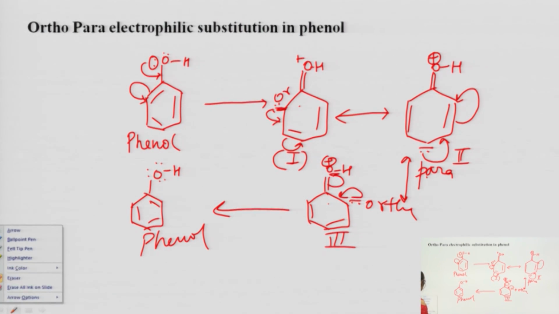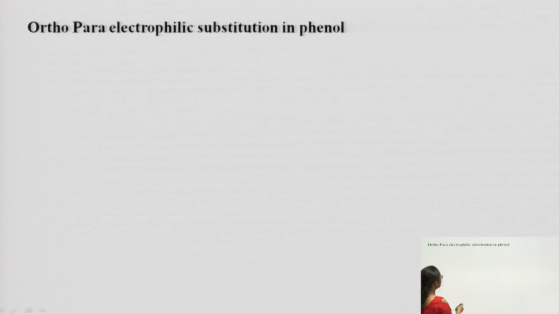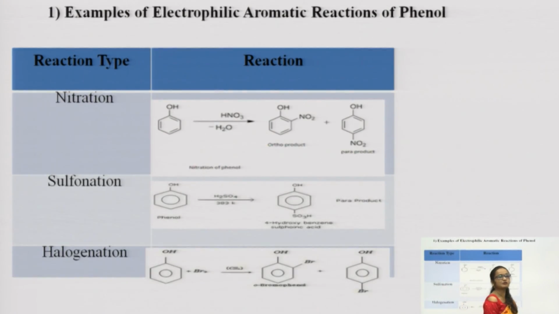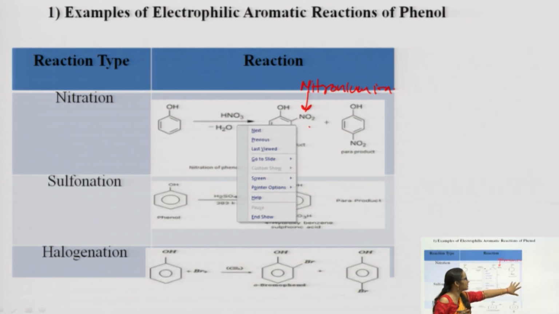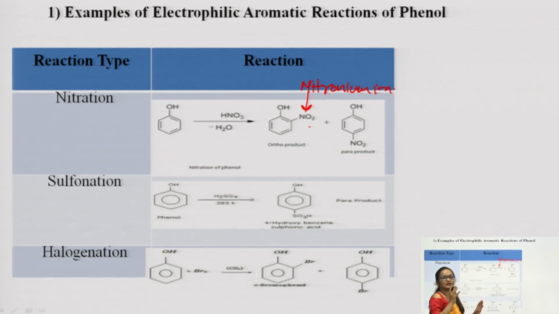Clear? Okay. Now you can see the examples of electrophilic aromatic substitution. The first example is nitration. It is a very simple reaction. This is phenol, when treated with HNO3, that is nitric acid, NO2. This NO2 is the nitronium ion, right? This nitronium ion from HNO3 gets placed at the ortho as well as the para position. So you have seen that only the ortho and para positions are getting electron rich. That's why this NO2 is an electrophile. It is coming and attaching itself to ortho and para.